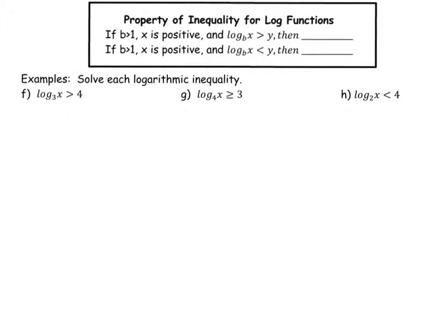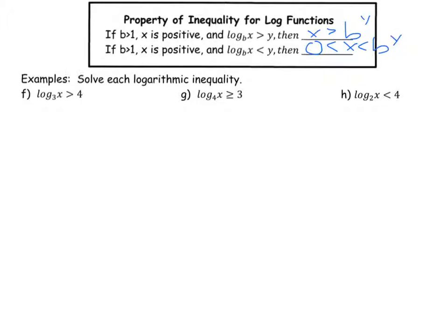Our property of inequality for log functions states that if b is greater than 1, x is positive, and log b of x is greater than y, then x is going to be greater than b to the power of y. And if b is greater than 1, x is positive, and log b of x is less than y, then 0 is going to be less than x, which is going to be less than b to the power of y.